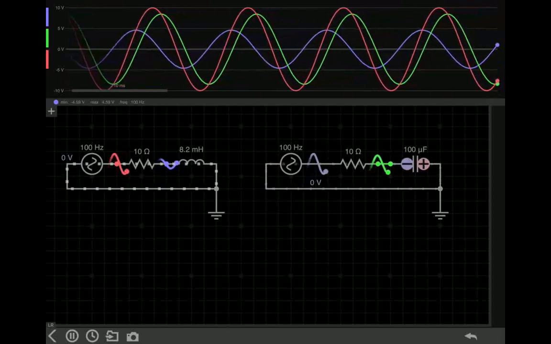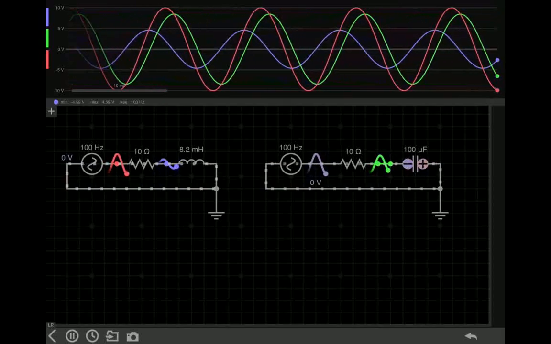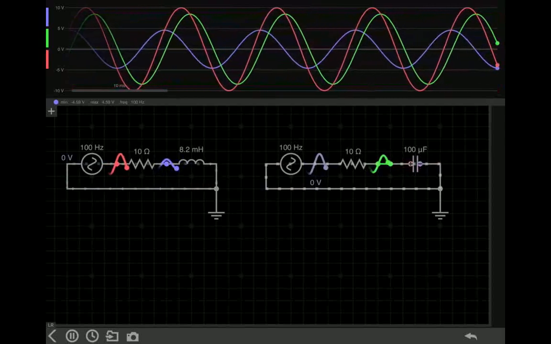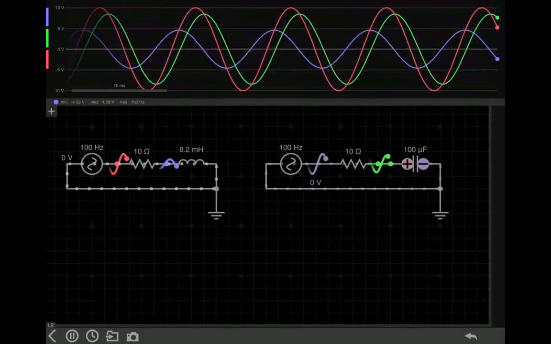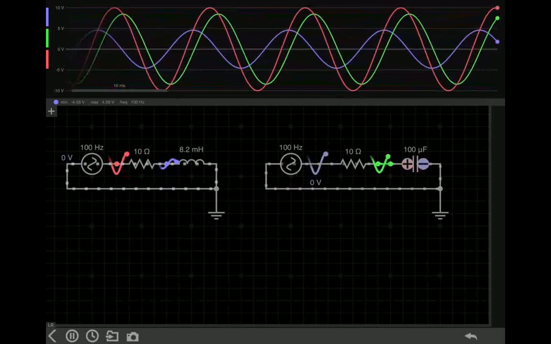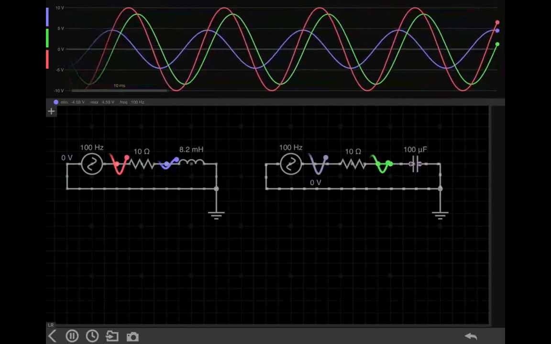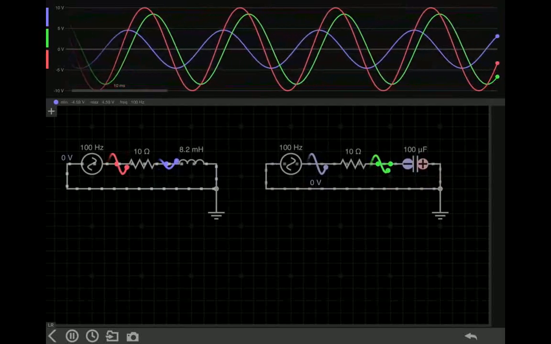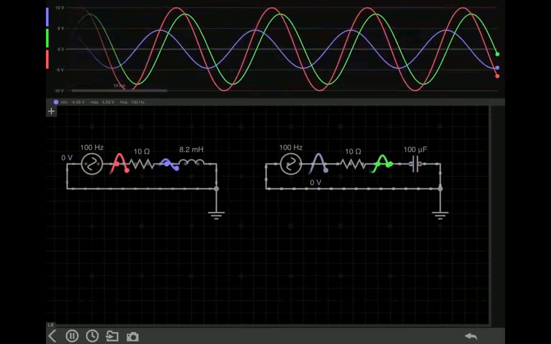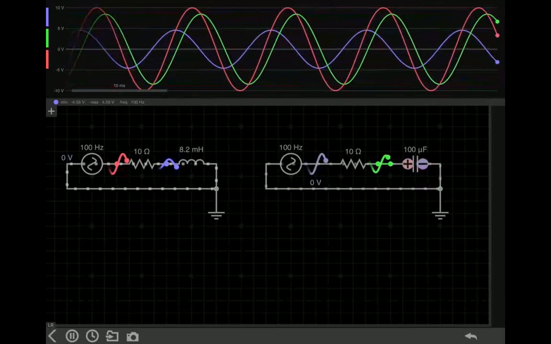Now, the inductor does exactly the opposite. As Faraday's law states, the inductor reacts in advance to the current change. Hence, it leads the circuit voltage. This means that the voltage across the coil will maximize before the circuit's voltage.